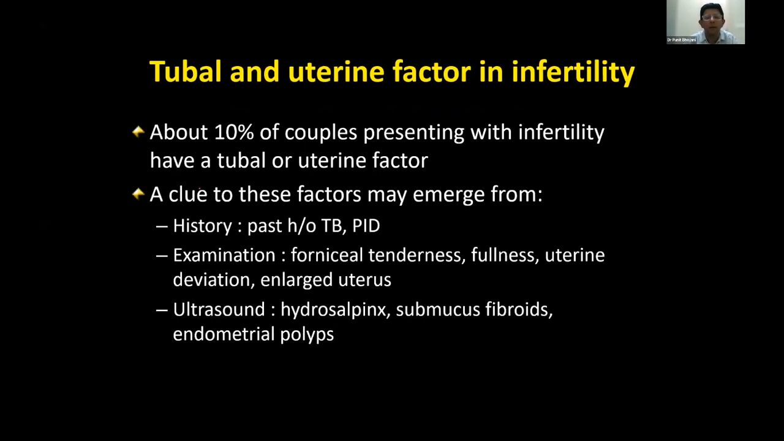So about 10% of the couples presenting with infertility will have a tubal or a uterine factor. A clue to this may emerge from the history, if you have a PID or tuberculosis. On examination, we may find fornicial tenderness, fullness, uterine deviation, or an enlarged uterus. Ultrasonography may give us an idea regarding hydrosalpinx, submucous fibroids, and polyps. This you need to keep in mind definitely, because they are going to hamper fertility.